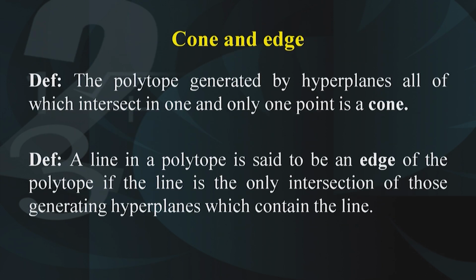Some more definitions: the cone and edge. Let us define the cone first. The polytope generated by hyperplanes, all of which intersect in one and only one point, is a cone. And similarly, a line in a polytope is said to be an edge of the polytope if the line is the only intersection of those generating hyperplanes which contains the line.